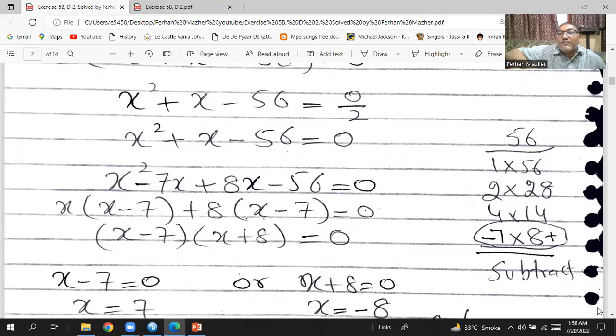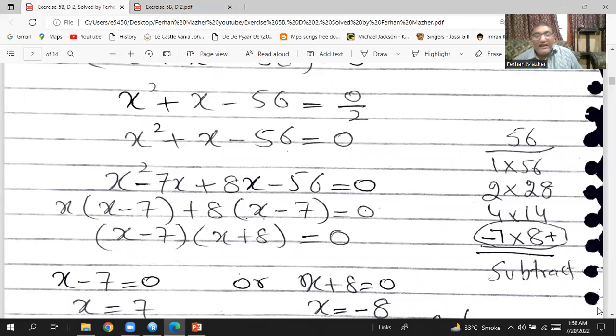The pair factors of 56 are 1 into 56, 2 into 28, 4 into 14, and 7 into 8. With the third term, you have the negative sign. So I will choose that pair which by subtraction will give me 1. So 7 and 8 is that pair. Because you want plus 1, with the larger number I will put the positive sign, and with the smaller number we will put the negative sign.